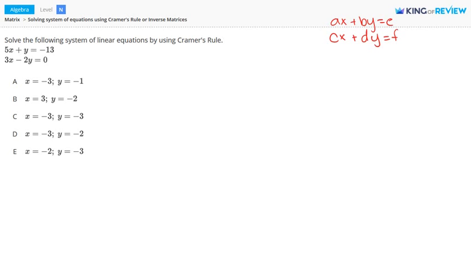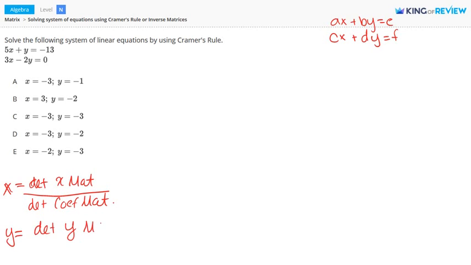Cramer's rule is a method that uses determinants to solve a system of linear equations. Cramer's rule states that we can find x by taking the determinant of the x matrix and dividing it by the determinant of the coefficient matrix. And likewise, we can find y by taking the determinant of the y matrix and dividing it by the determinant of the coefficient matrix.